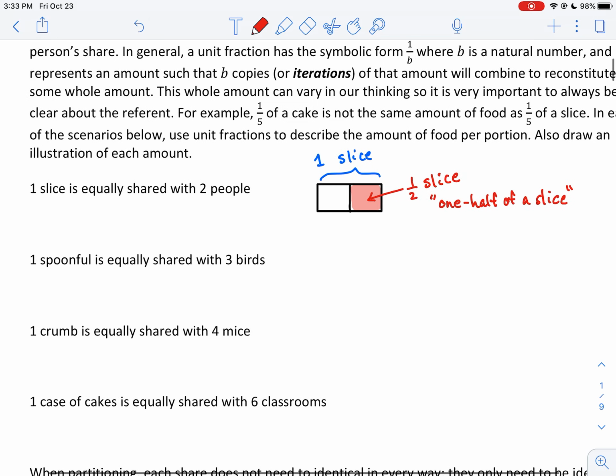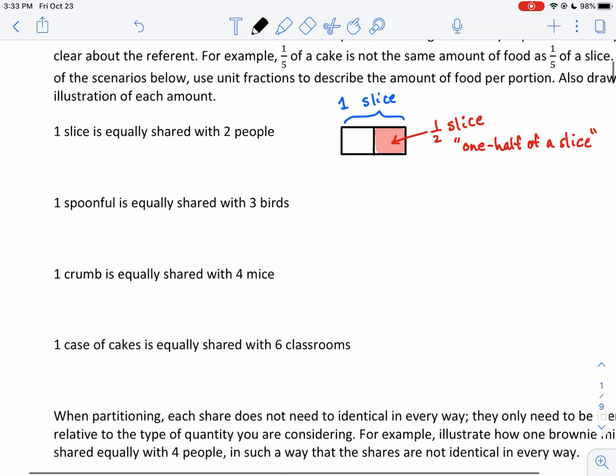Now, of course, you all know this, but we're talking about this as if I'm presenting this information in a similar way that you might present it to a child initially. Okay, 1 spoonful of something, it doesn't say what it is, 1 spoonful of ice cream maybe, is equally shared with 3 birds. Okay, so this time birds are going to get a portion.